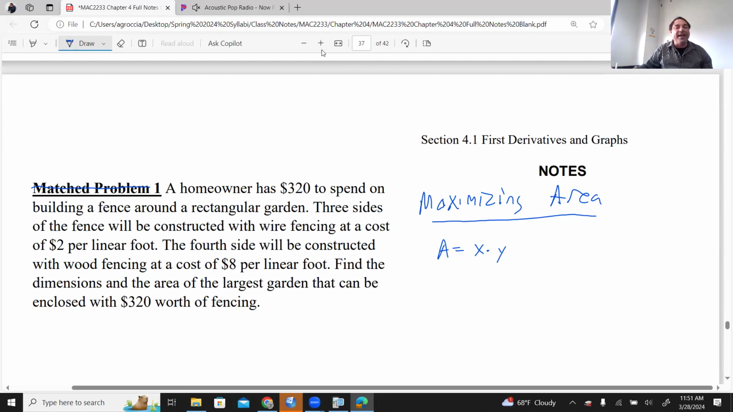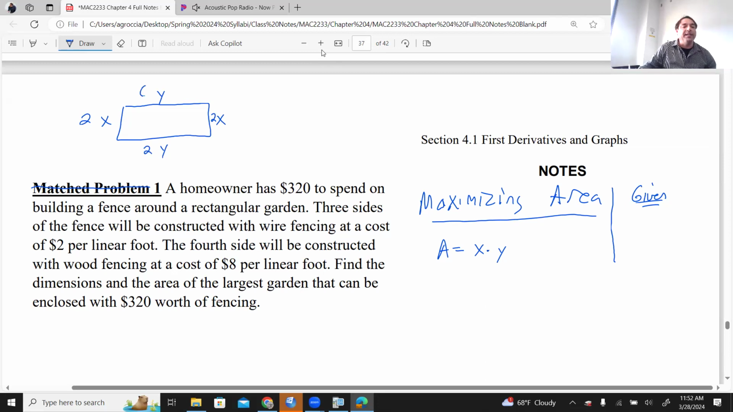The problem is I have x and y. I can't do that. So something has to be given that we can work with. And here's what they said. They said, in addition to having x and y for the area, they're telling us that 3 sides are going to be $2, $2, but the other side is going to be $6 because that's going to be made out of wood.